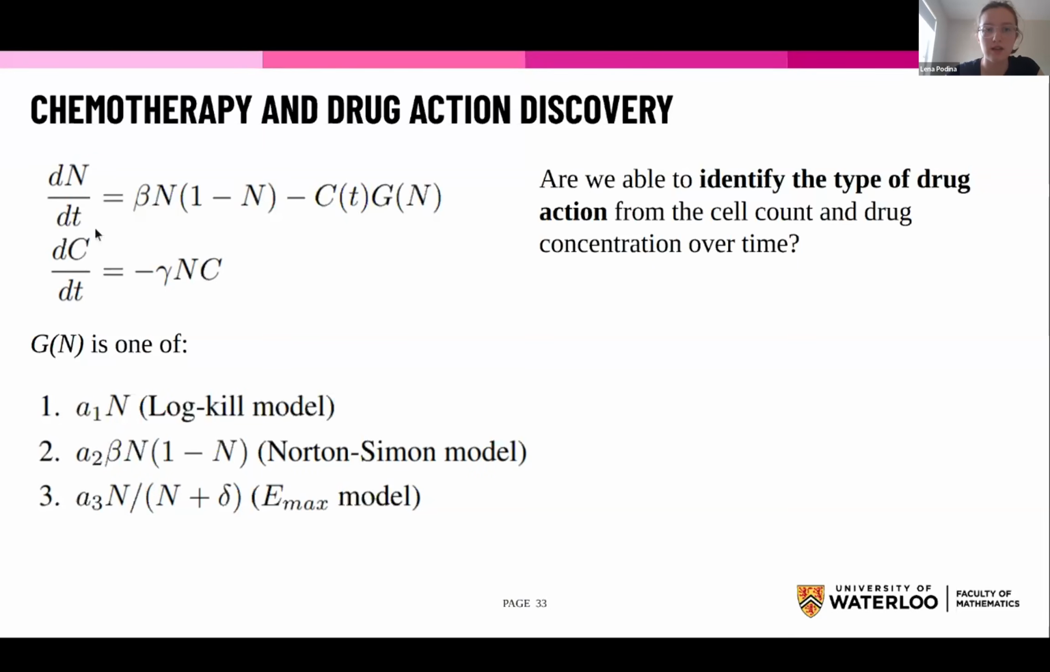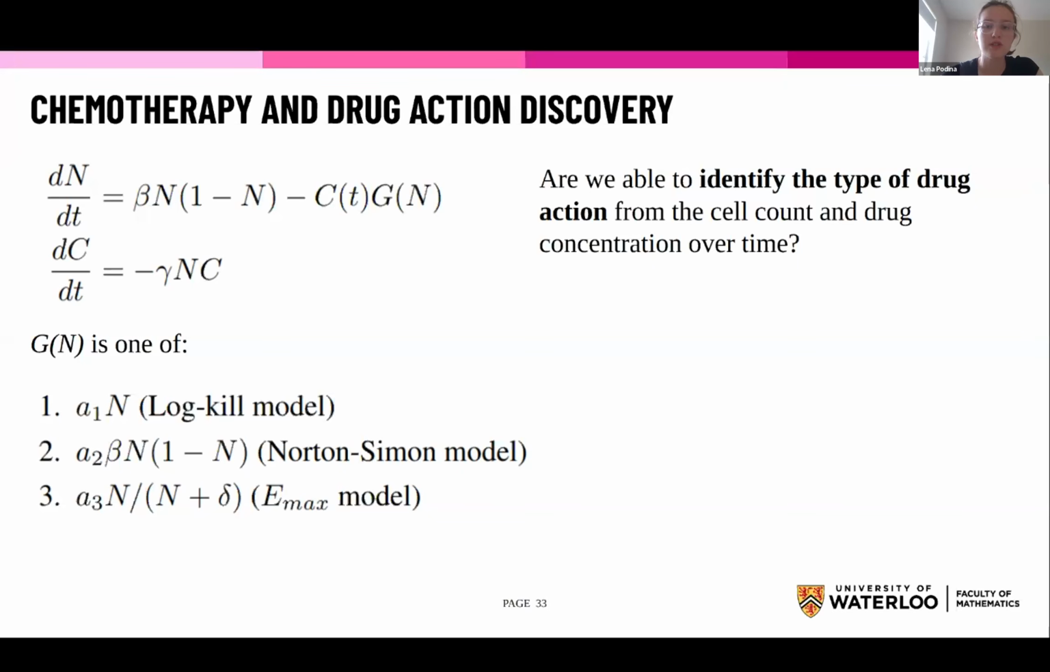Chemotherapy here, we're going to assume just decays proportionally to the number of cells and the amount of chemotherapy drug there is. So I'll show data for what this looks like, but essentially we just apply chemotherapy once at one time step after the cells have grown, and then we see how they die and how the chemotherapy decays. So G of N here is going to be one of the log kill model, the Norton-Simon model, and the Emax model. So these are common ways to model the log kill.